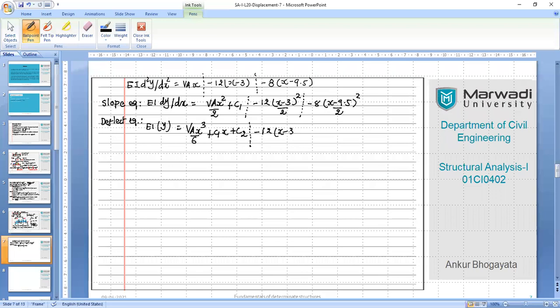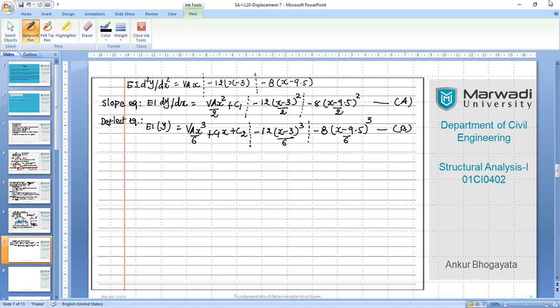Then another segment, x minus 3 whole raised to cube and 6, right? And the last segment, that is x minus 9.5 whole raised to cube upon 6. So these are our modified governing equations A and B, and we'll try to solve the problem with this.